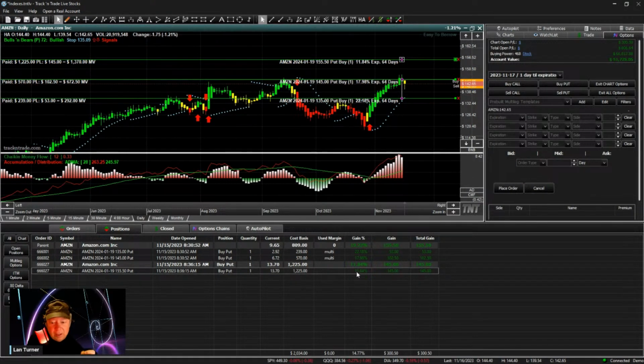$1,225. And it's up 11%, or $145. Okay. So bigger risk, bigger reward. Bigger investment, smaller risk, smaller reward. So that's how it works.